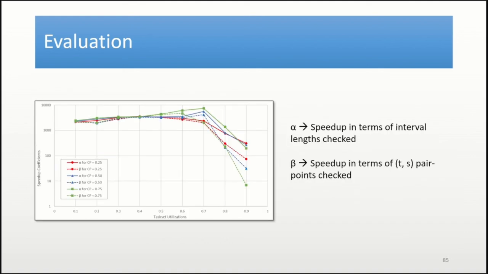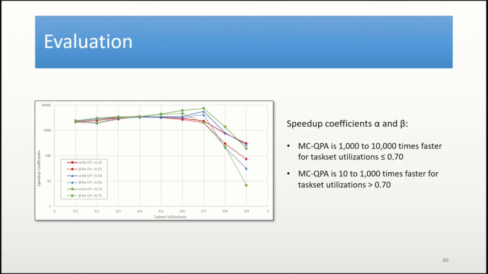In order to examine the speedups achieved in each case, we introduce the coefficients alpha and beta, where alpha records the relative speedup achieved by MCQPA in terms of the number of interval lengths checked, and beta records the relative speedup in terms of the number of TS pair points checked. Note that beta here gives a finer grain measure for the actual work done by the 2 algorithms. From the graphs shown in this slide, we observe that MCQPA is about 1,000 to 10,000 times faster for task set utilizations lower than 0.7 and about 10 to 1,000 times faster for task set utilizations greater than 0.7.